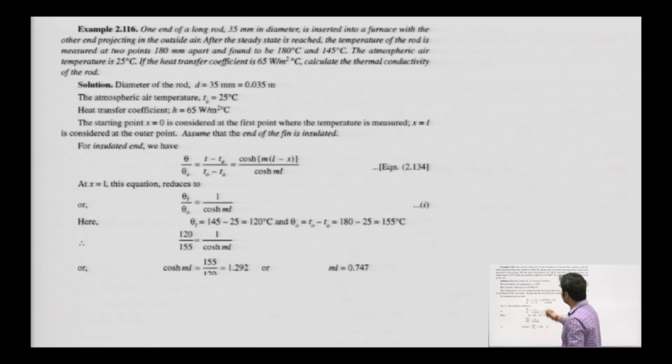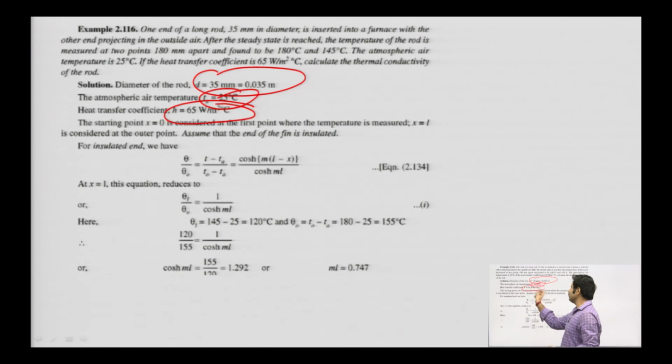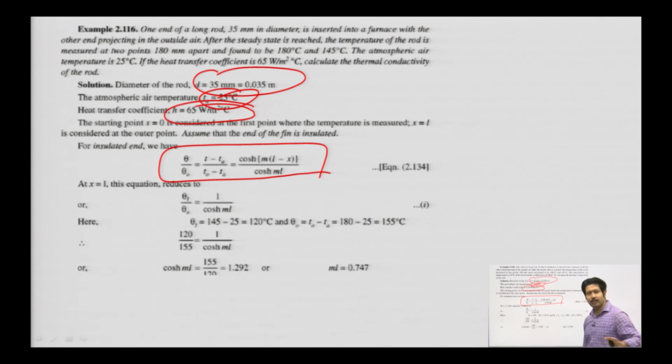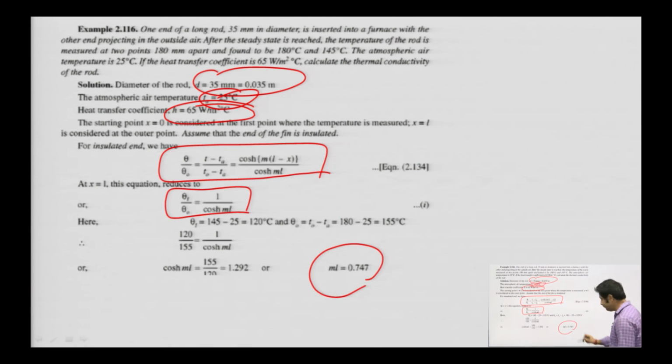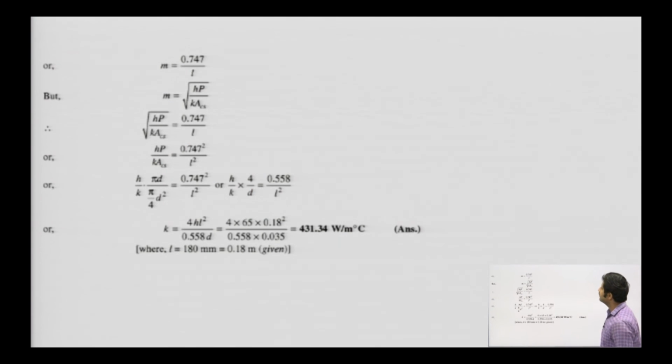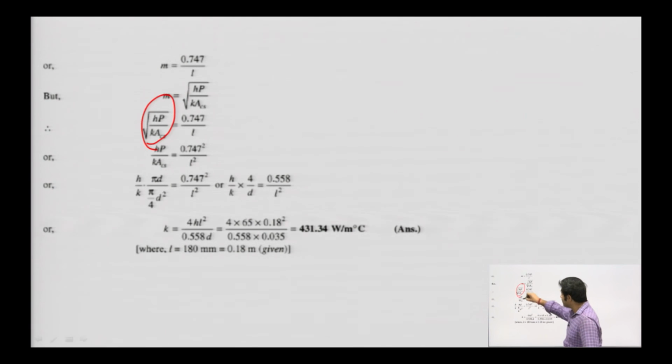Okay, so what is given here, friends? The diameter is given, the atmospheric temperature is given, and the heat transfer coefficient is given. So we know that for the insulated end, the temperature profile is this. I think you're all acquainted now. The temperature profile is this. So at x equal to L, the equation reduces to this. Just put the values. So you will have mL this. Then you need to calculate the m. So m will be like this. So it will be root over hP by kA, by this.